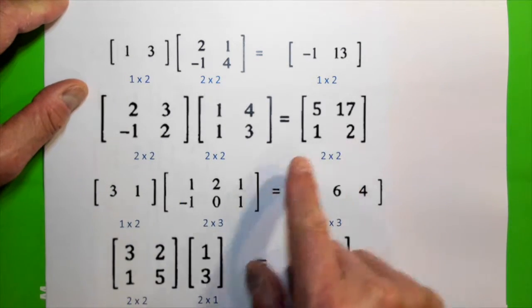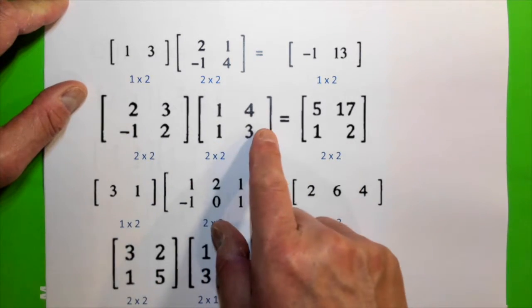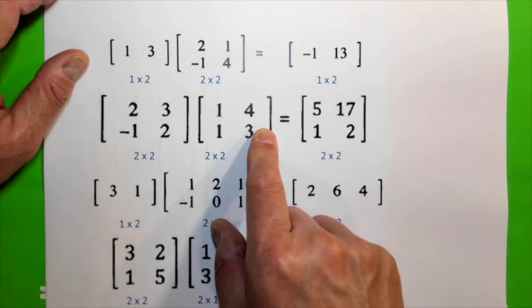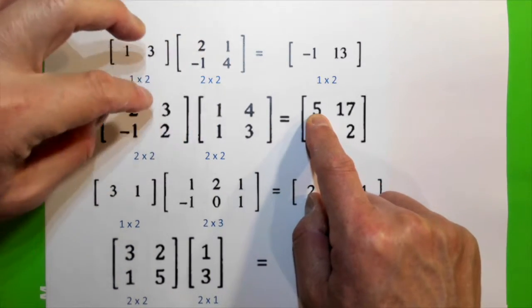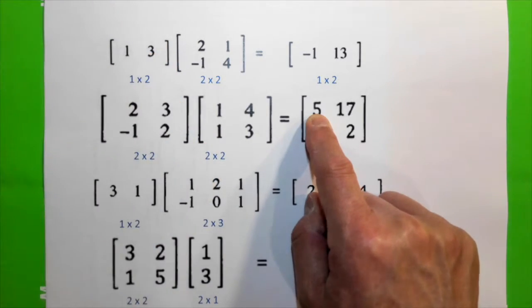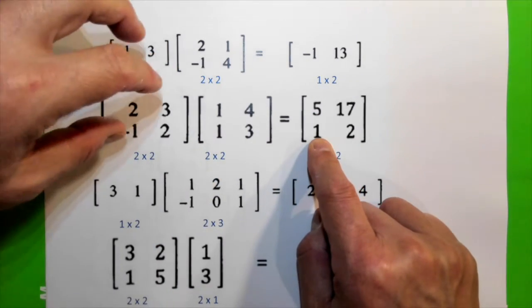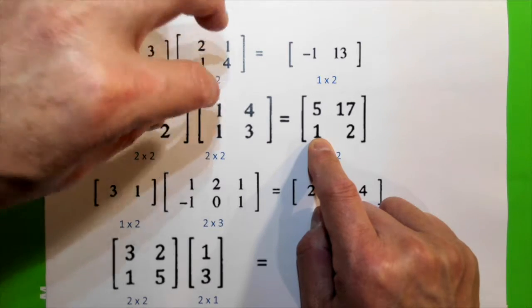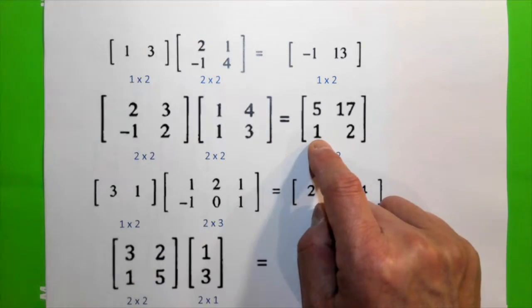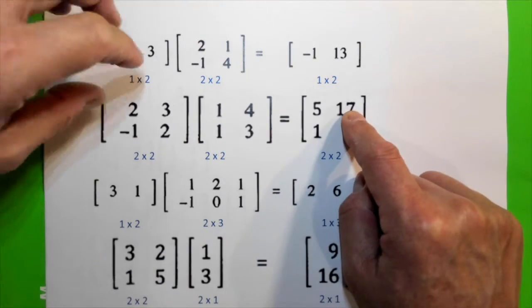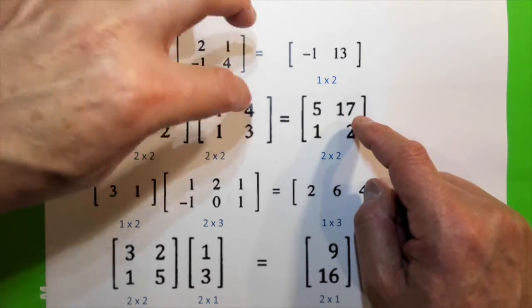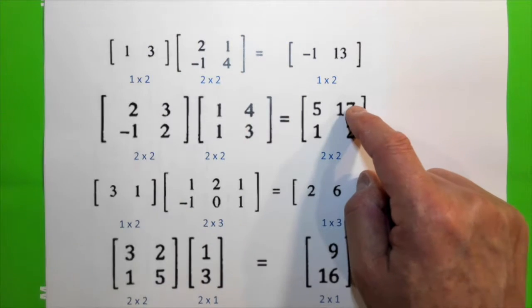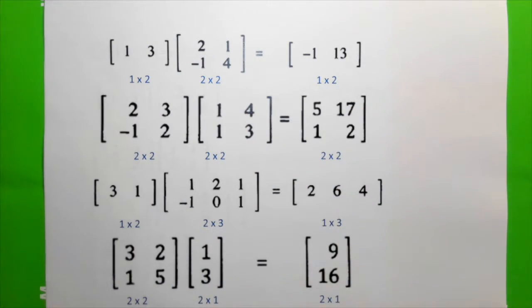The next one, if you look at that, is a 2 by 2 matrix multiplied by a 2 by 2 matrix. So this one is 2 by 1 plus 3 by 1, therefore is 5. Next one, minus 1 times 1 plus 2 times 1, therefore is 1. This one, 2 times 4, which is 8, plus 3 by 3, which is 9, 17, and so on and so forth. Now, these are the answers.